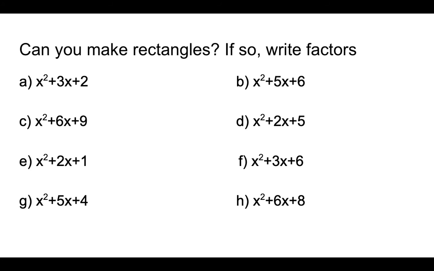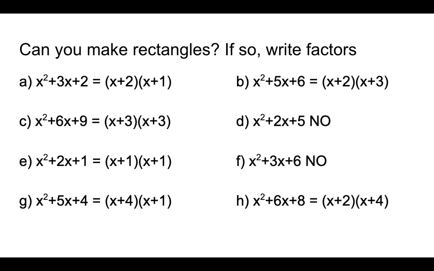Okay, welcome back. I assume that you did that and you figured out which ones you can make rectangles with or not. So I'm going to show you the solutions here. So the ones that have factored form are the ones you can make rectangles out of. So this rectangle would have x plus 2 tiles and x plus 1. Okay, this is x plus 2, x plus 3. These two, D and F, you could not make a rectangle out of.